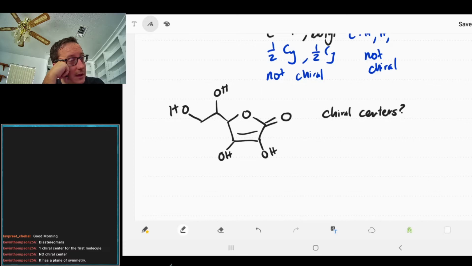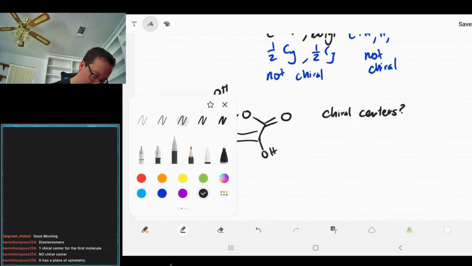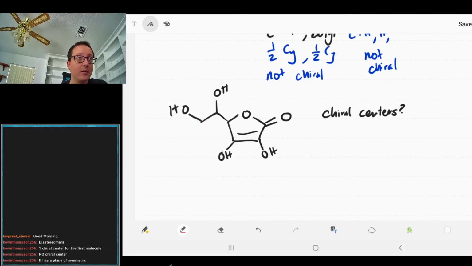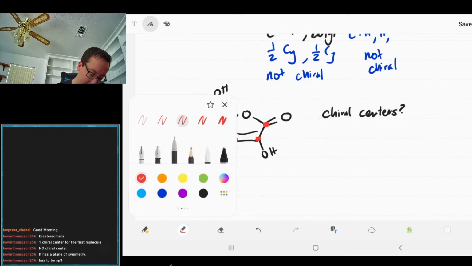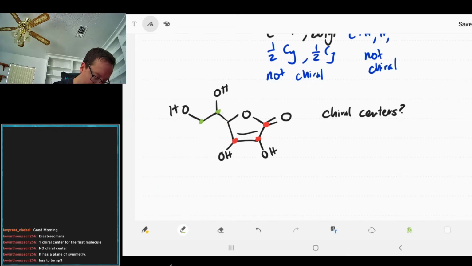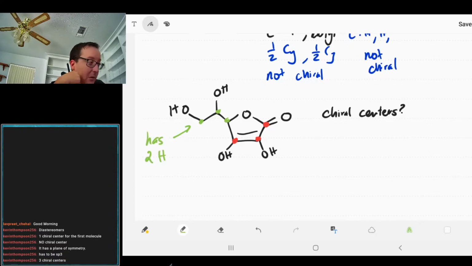Let's first indicate the ones that are right away not chiral. The easiest way to do that is to eliminate all these sp2 carbons first. Those three are sp2, so we can get those out of the way. We don't have to look at them anymore. If we look at the rest, we have three other things to consider. The one on the left has 2 hydrogens, so that's not chiral.